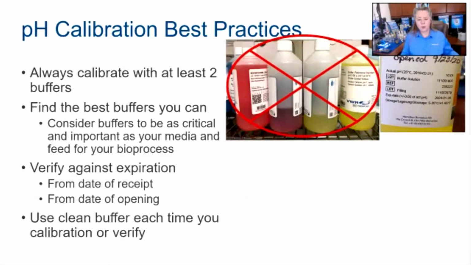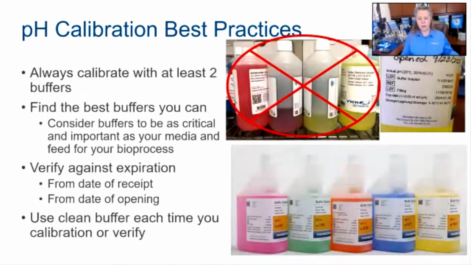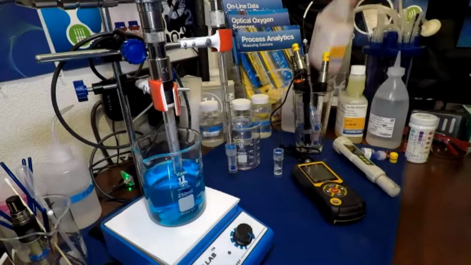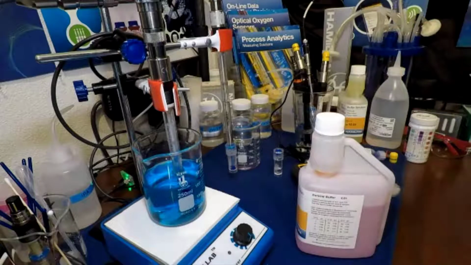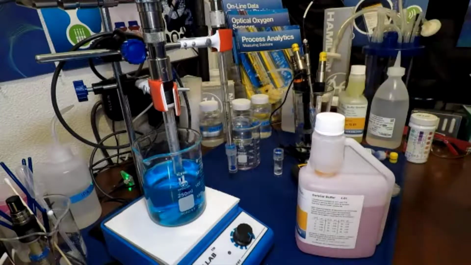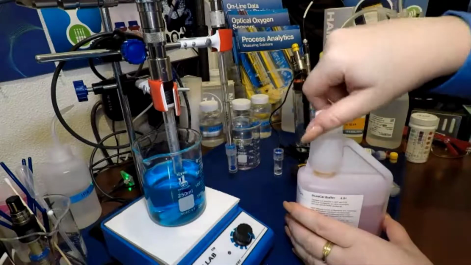So just a very brief overview of that. Don't use buffers that are the wrong colors. Do check the dates. And you want to use clean buffer every single time. There's a lot of different kinds of buffer bottles out there. Hamilton has a really kind of cool one. You don't want to have conical tubes filled with buffer floating around your lab with probes sitting inside of them. You should use fresh buffer every time you calibrate and every time you validate.